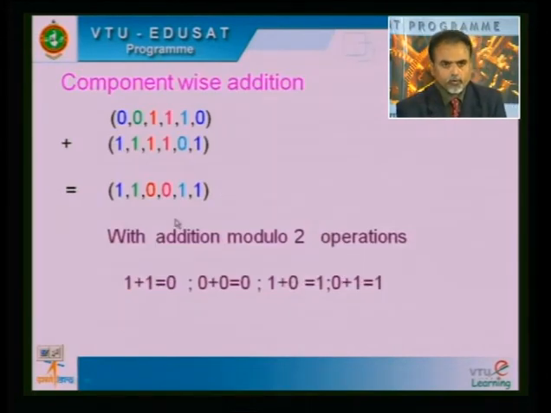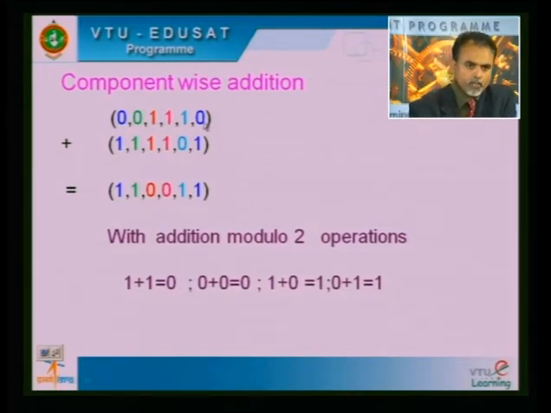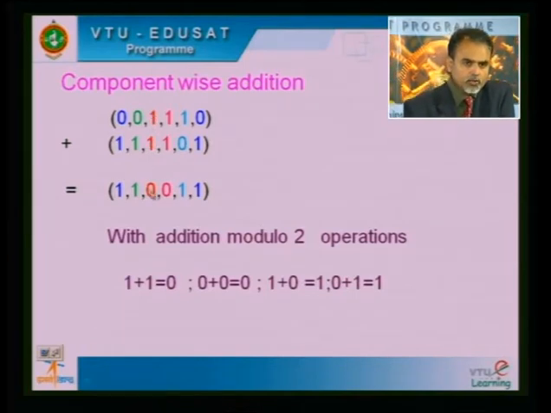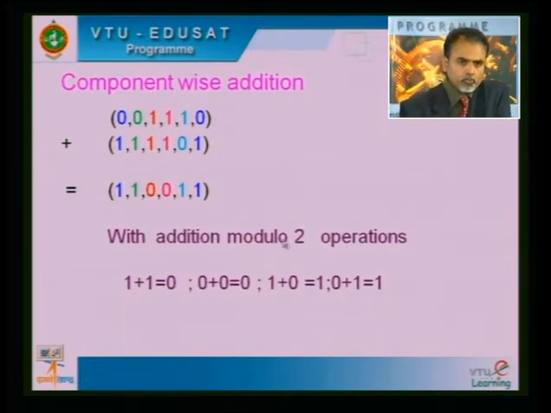So, now let us add component wise, addition modulo 2. Let us be very, very clear about what we are talking about. If I add these two, what is the bit here? String length is 1, 2, 3, 4, 5, 6. So, 2 elements of length 6 I am adding: 0 plus 1 is 1, 0 plus 1 is 1, 1 plus 1 is 0, because 1 plus 1 is 0 in our modulo 2 operation.